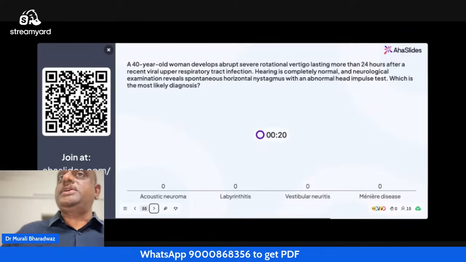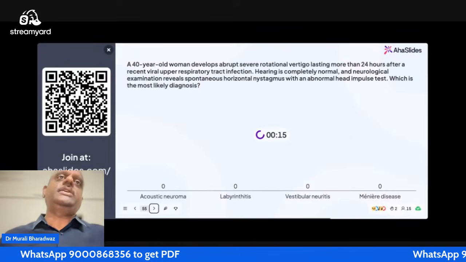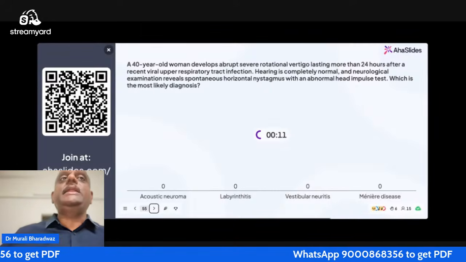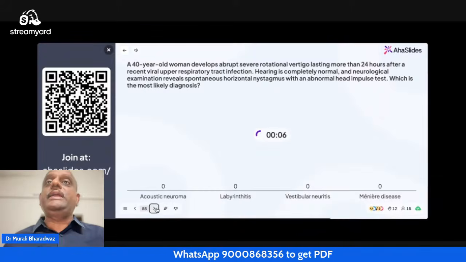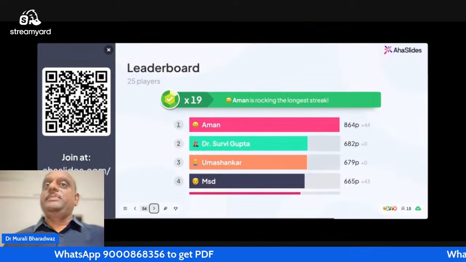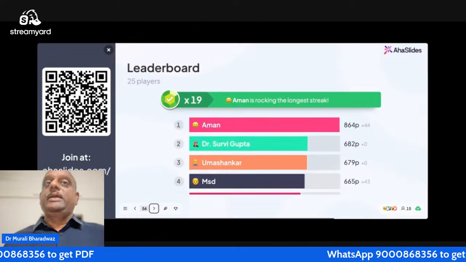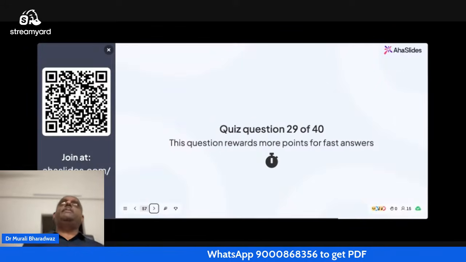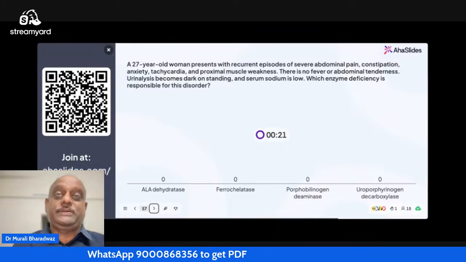Abrupt severe rotational vertigo lasting more than 24 hours after a recent viral upper respiratory infection. Hearing is completely normal. Neurological examination may show spontaneous horizontal nystagmus. So what is your answer? Very good. Aman, MSD, Dinesh, you need to know how to recognize the benign vestibular neuritis after a recent respiratory infection.